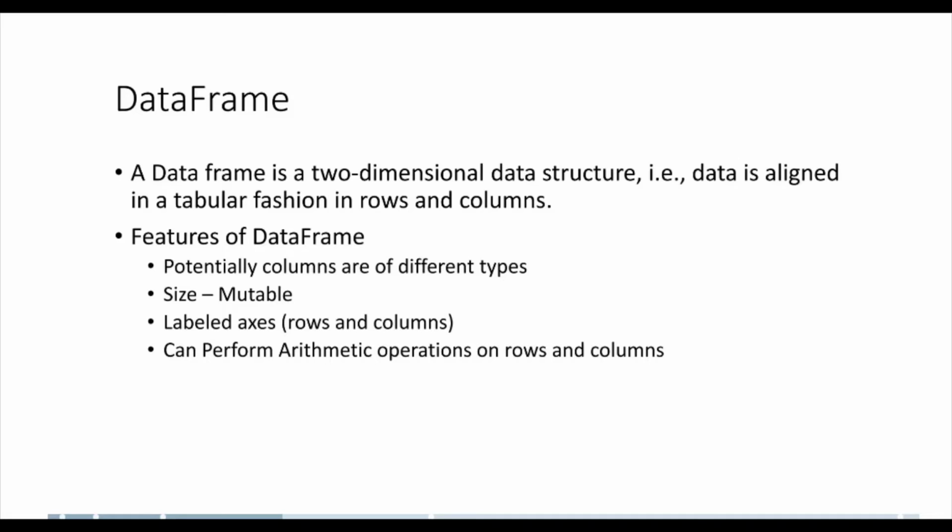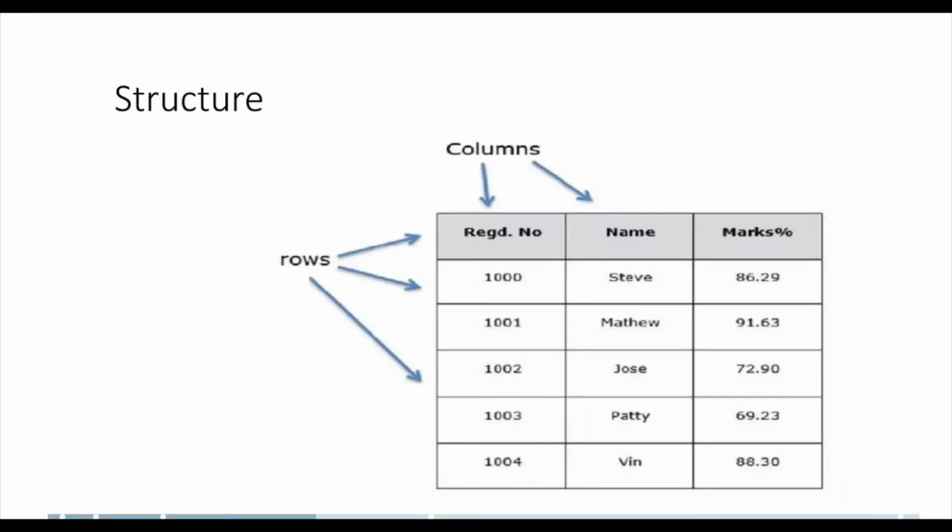Now, what are the features of data frame? The features are: potentially the columns are of different data types, the size is mutable, there is a labeled axis which makes indexing a little easier, and we can even perform arithmetic operations on rows and columns. Perhaps that is the more flexible way of dealing with a data frame. Now you can see the structure here, where rows are specified and the columns are shown.